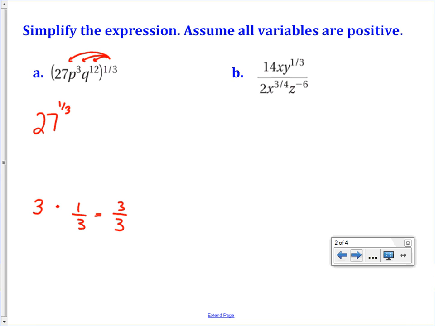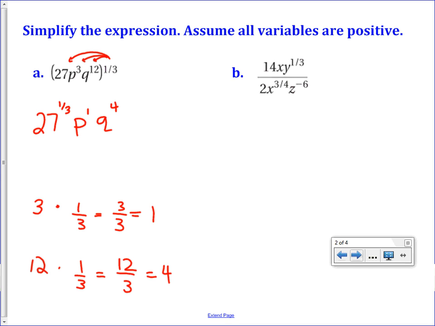Okay, this is how you multiply fractions. The slide before we did adding fractions. So to multiply fractions, you just go straight across, and then 3 over 3 is 1. So this is just going to be p to the 1 power. And then the q, which currently has a 12, 12 times 1/3 is going to end up being 12 over 3, which is 4. So this will be q to the 4th.